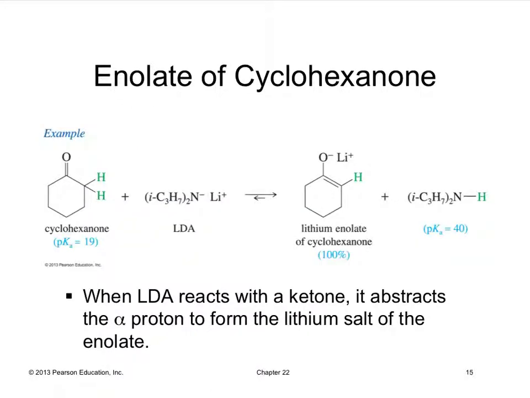So here is cyclohexanone. In the presence of LDA, it'll convert to the enolate. So again, this will pluck off. Electrons will go down here and then form the alkoxide. So the enolate is generated, and it's stabilized by the lithium salt.